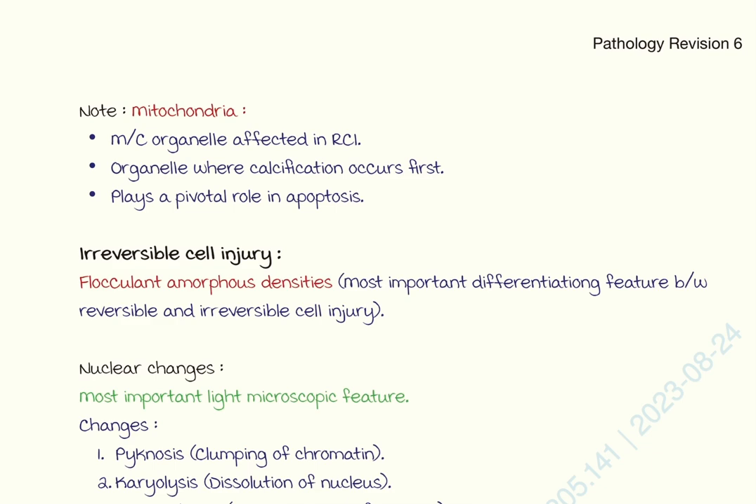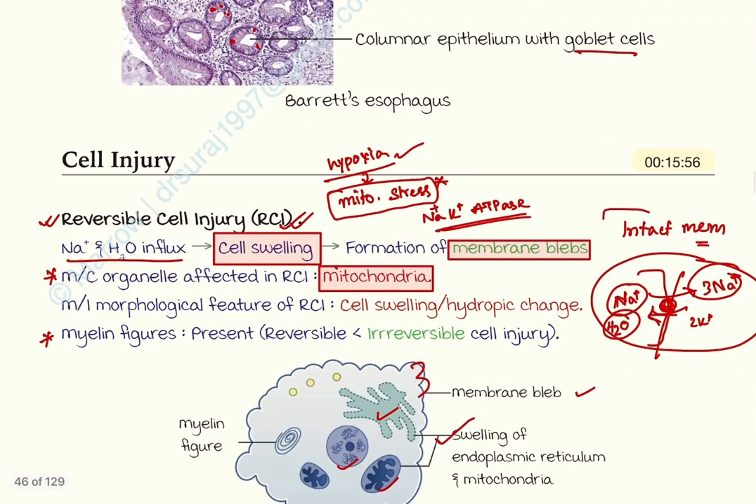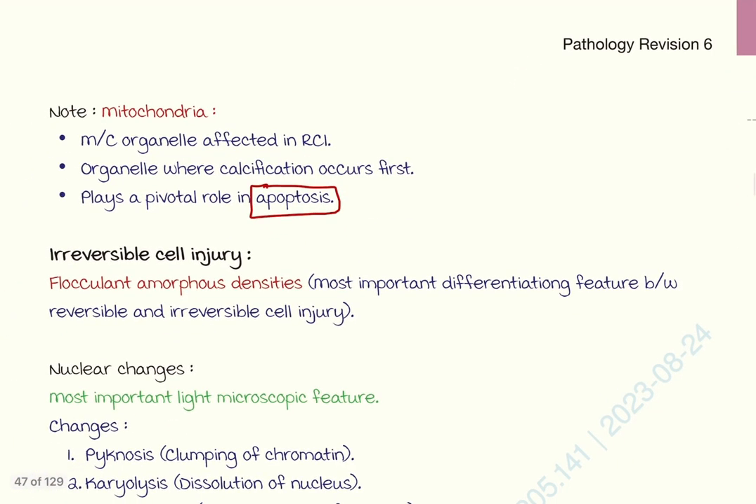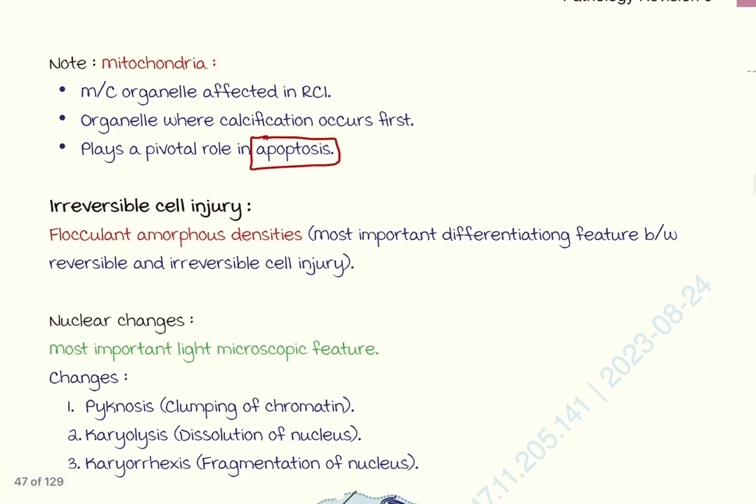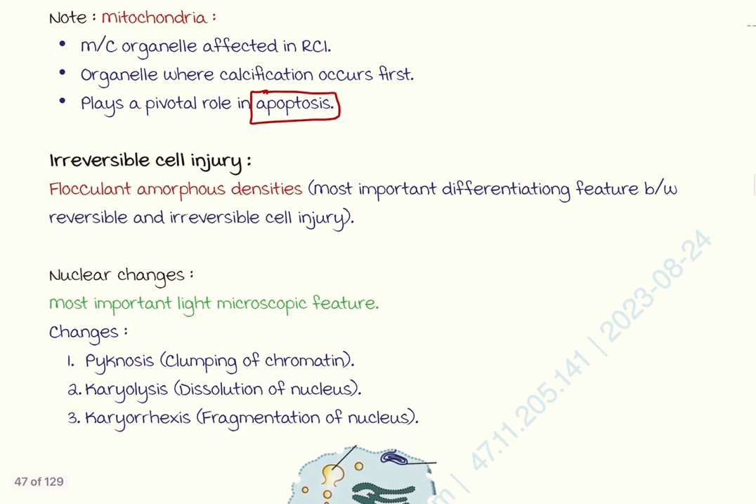Okay, next, coming to irreversible cell injury. Acha, apoptosis we will be discussing. In apoptosis, which kind of cell injury is basically functional there? Yes, it is the reversible cell injury, because I told you in reversible cell injury there is an intact membrane, and in apoptosis also there is no inflammation because there is an intact cell membrane. So this is important. The most common organelle affected in reversible cell injury is mitochondria. The organelle where calcification occurs first is mitochondria, and this mitochondria plays a pivotal role in apoptosis.